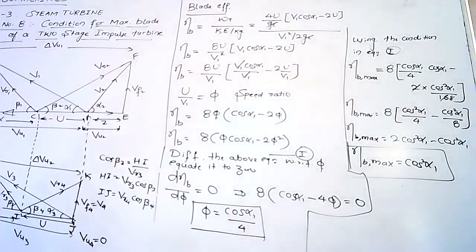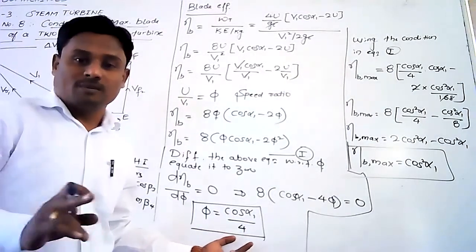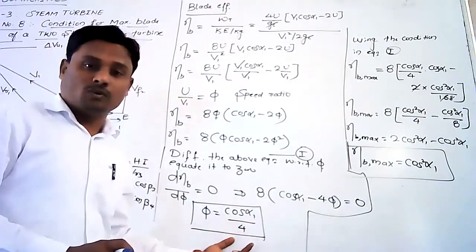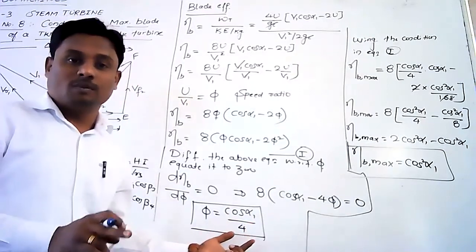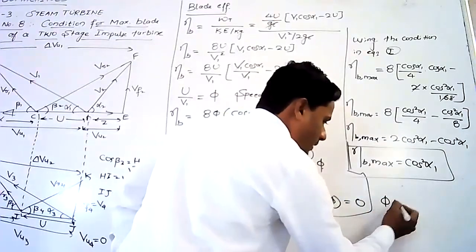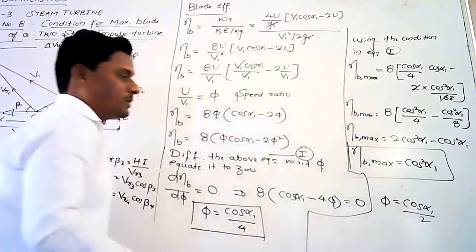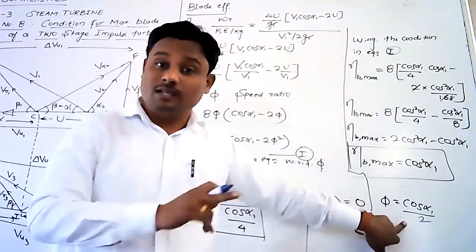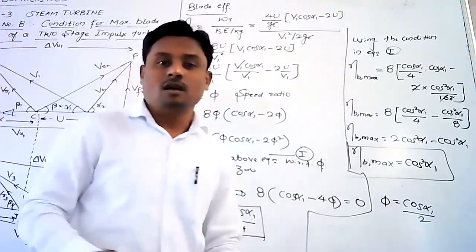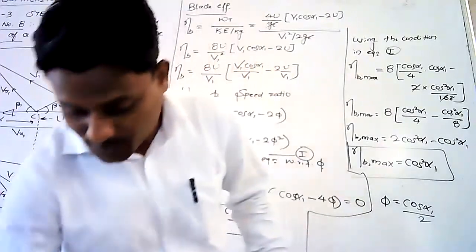Sometimes they will ask in competitive examinations, what is the condition for maximum blade efficiency of a two-stage impulse turbine? It is cos alpha 1 by 4. What is the condition for maximum blade efficiency of a single-stage impulse turbine? For single stage, we have phi equals cos alpha 1 by 2. This is the condition for single stage, and this is the condition for two-stage impulse turbine. So these are some expected questions which will be asked in competitive examinations.